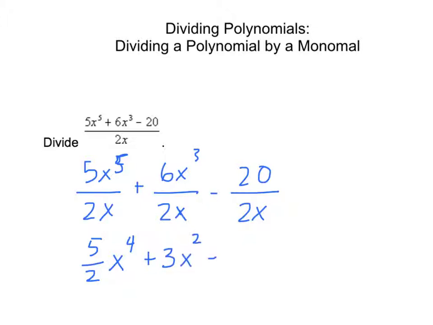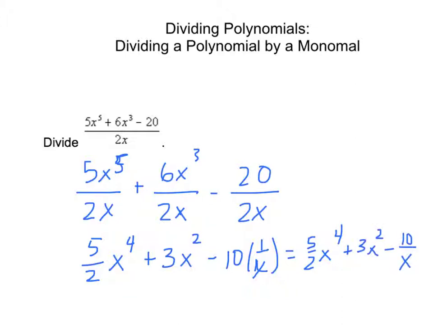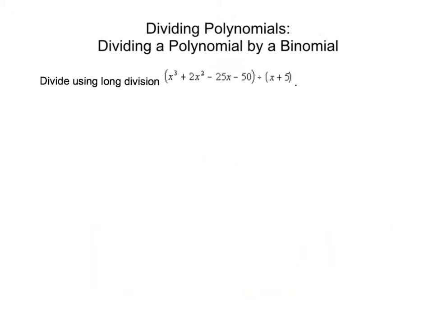minus, this one would be 10 over x. So we end up with 3 divisions, and you have 5 halves x to the 4th plus 3x squared minus 10 over x. It's different, and all you had to do there was divide. Long division is a little bit more complicated. Let's do a long division example.